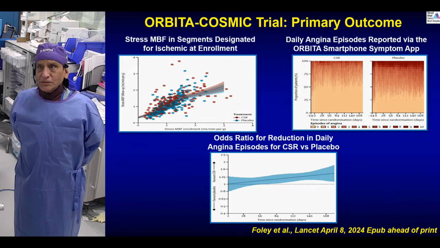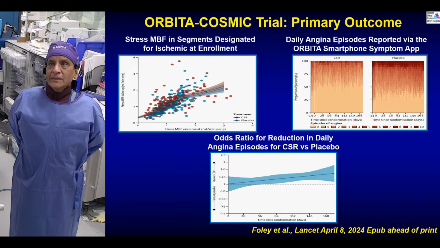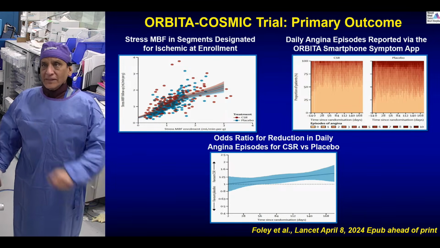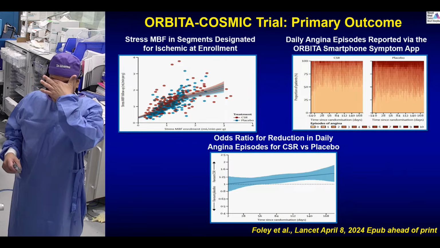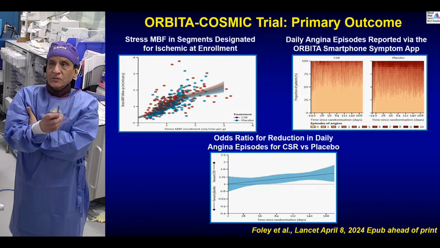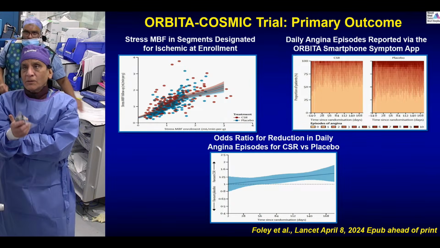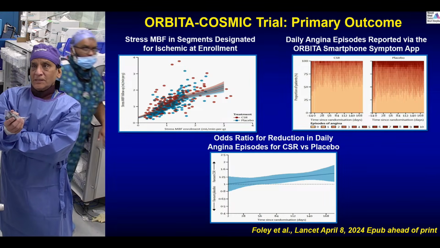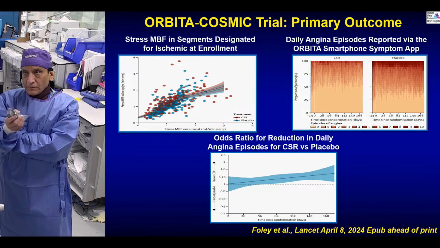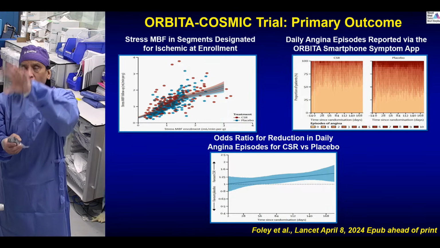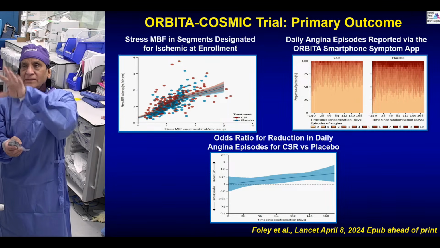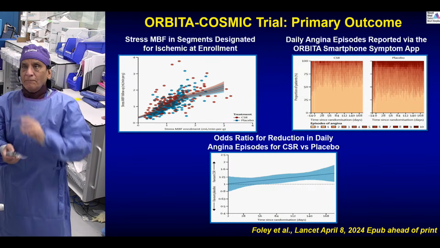What they did show on the right side was the daily angina episodes reported via the ORBITA smartphone symptom app, the same thing they did for ORBITA-2, where the patients reported their symptoms. As you can see, the coronary sinus reducer is on the left side and placebo on the right side. The darkness of the red is much more dark on the right side, so there were more angina episodes in the placebo group compared to the CSR.